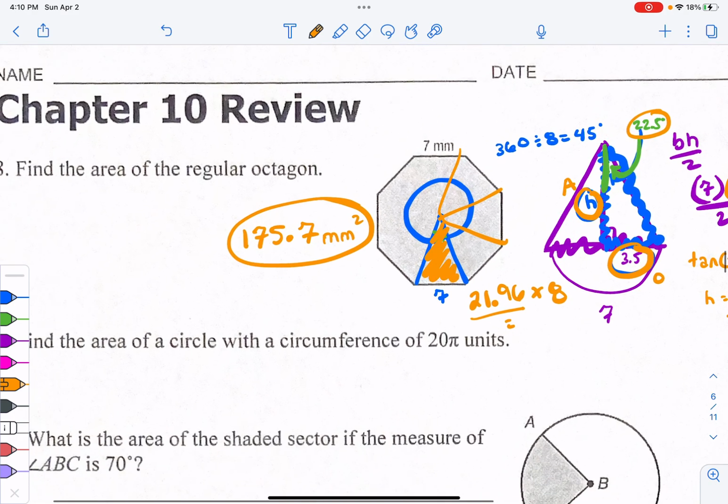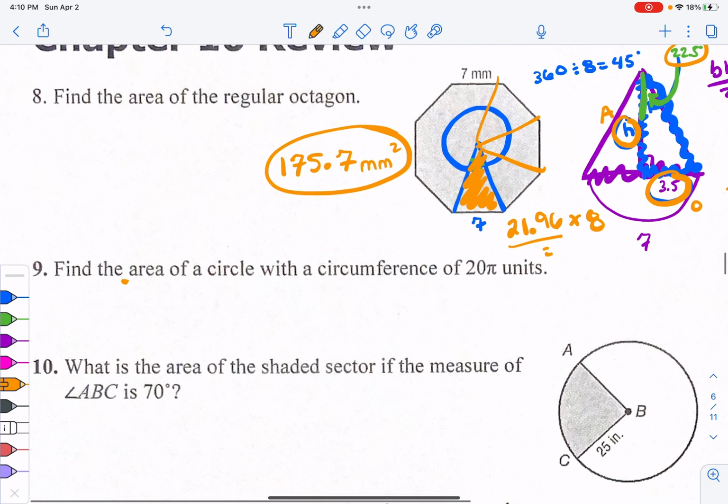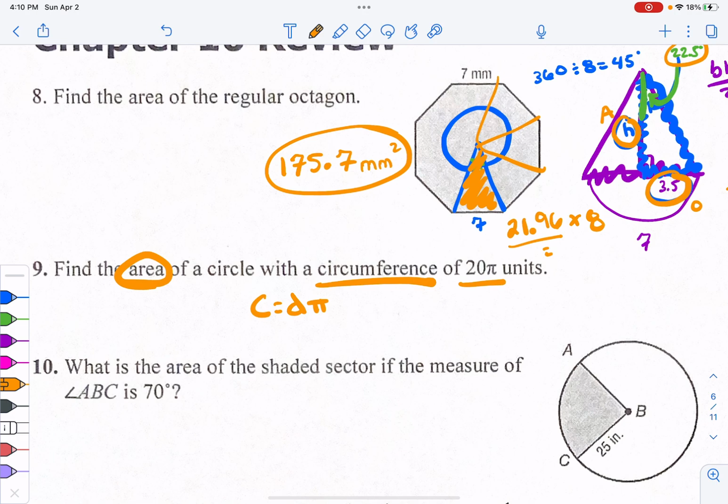He's going to be the doozy. Okay. All right, they want the area of a circle if it has a circumference of 20 pi. Circumference is diameter times pi, and so if I know that this is 20 pi, then the diameter corresponds to 20. Diameter is 20, okay? Now, area of a circle is pi r squared, okay?